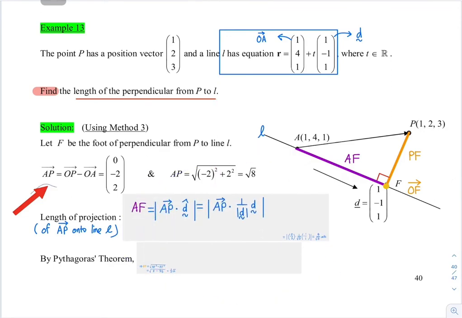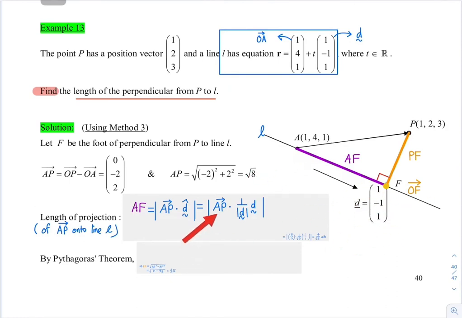Okay, so the formula says the length AF, which is the length of projection of the vector AP onto the line L, is basically the vector AP dot with the unit vector parallel to the line. So this is the direction vector of the line, so the unit vector will be parallel to the line itself.